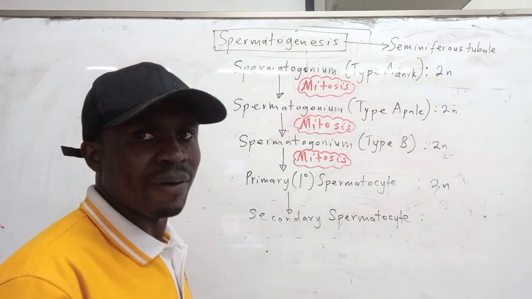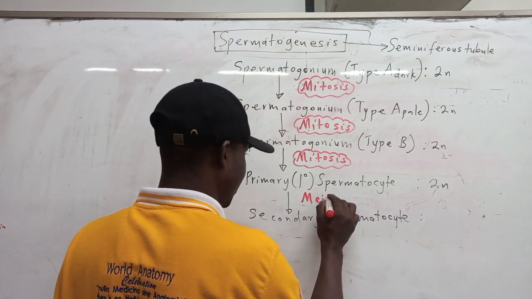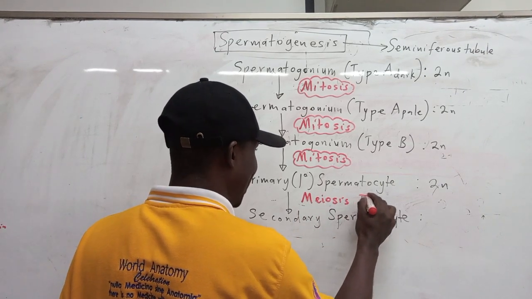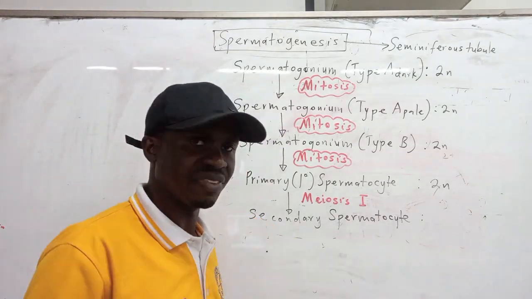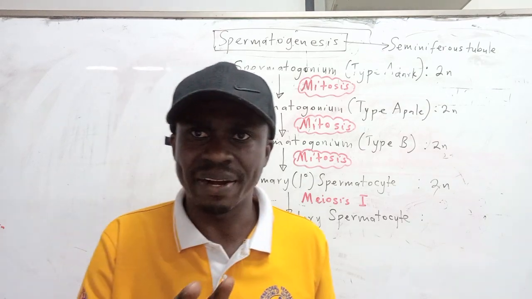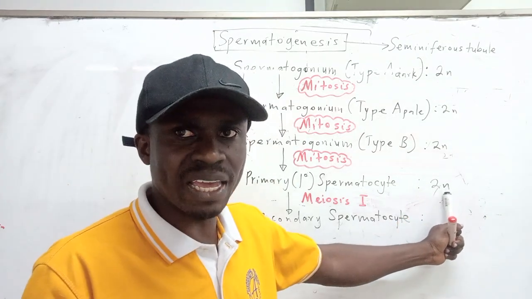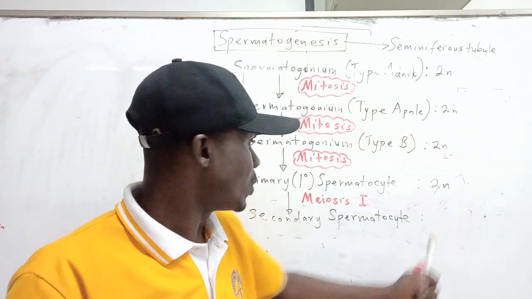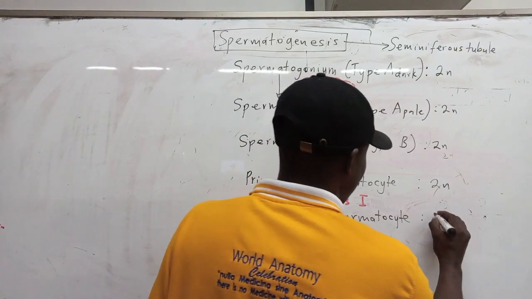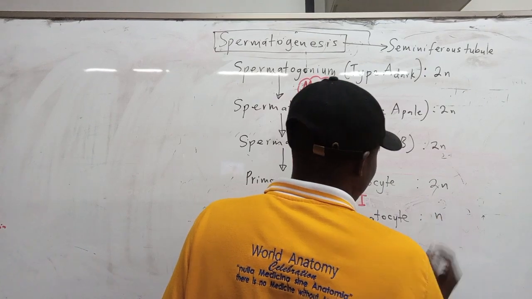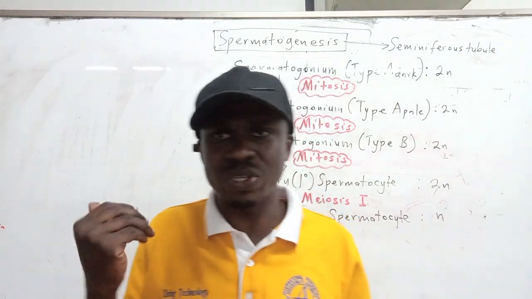My friends, now I told you that this is the first meiotic division, so we have meiosis 1. Now remember, first meiotic division, meiosis 1. And meiosis 1 is a reductional division. So for that reason, the number of total chromosomes over here will be reduced to half. So that at the end of the day, this time around, we will get N. So haploid.